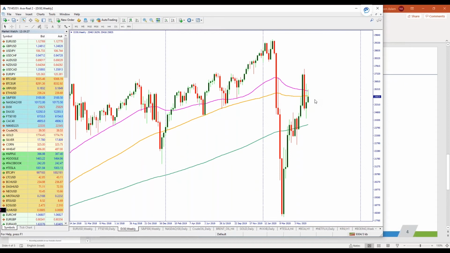Now, obviously, every single candle over here represents a full week. Now, when we see the price action with respect to the moving averages, what we see for the Dow Jones index is that it is trading below its 50, which is a weaker sign. It is trading below its 100. Again, another weak sign, but hopes are alive because the index is trading above the 200-week moving average.